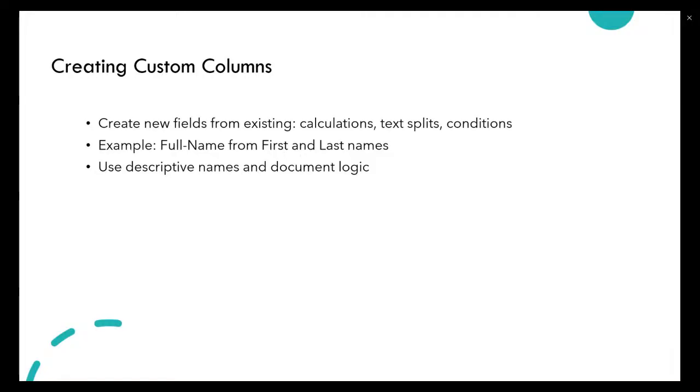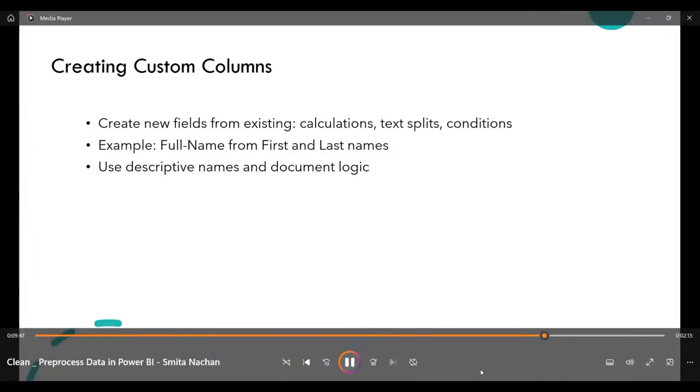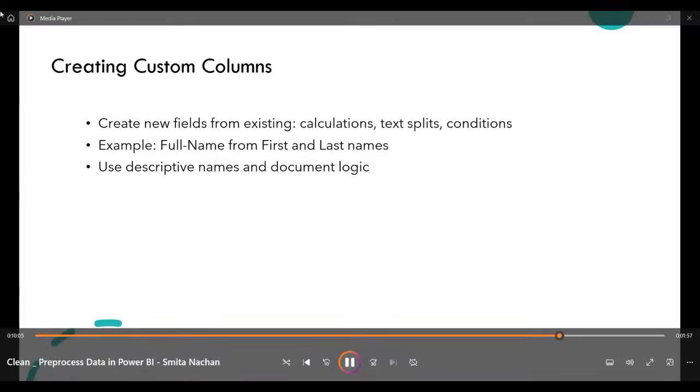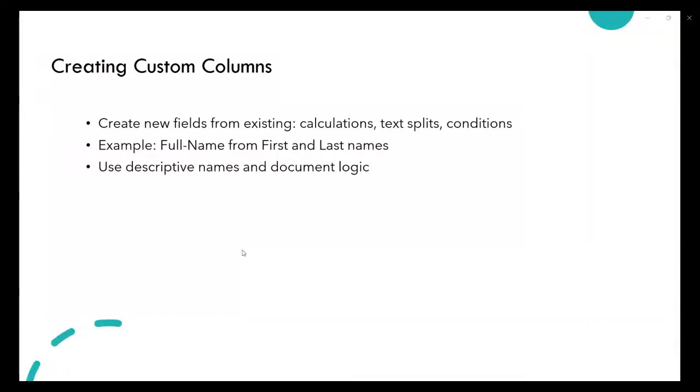When creating custom columns, always remember two best practices. Use descriptive names so it's clear what each column represents, and document the logic. It helps others, or even you later on, to understand how that column was built and why. Custom columns are powerful because they let you extend your data sets and make them smarter, turning basic raw data into something that tells a clearer story.